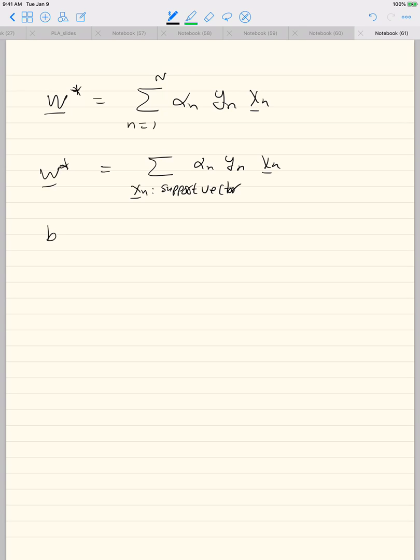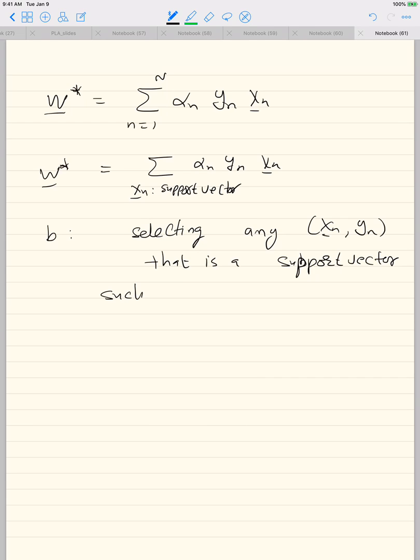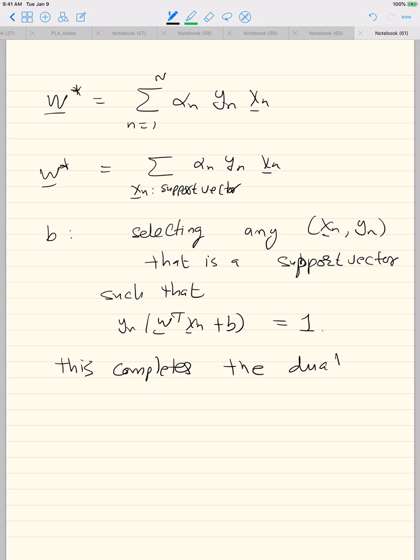And then b can be obtained by selecting any xn, yn that is a support vector such that yn w transpose xn plus b equals 1. So this completes the dual formulation of support vector machines.